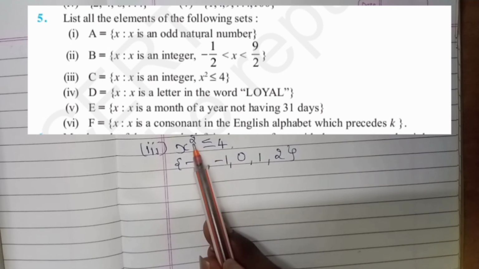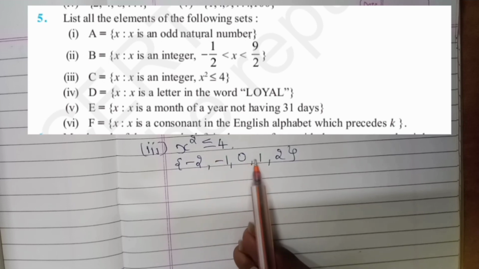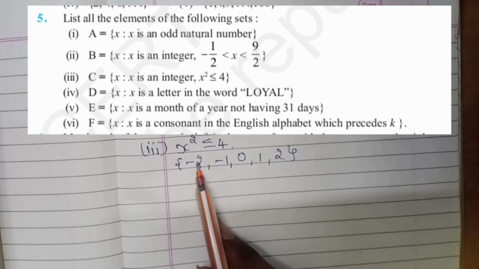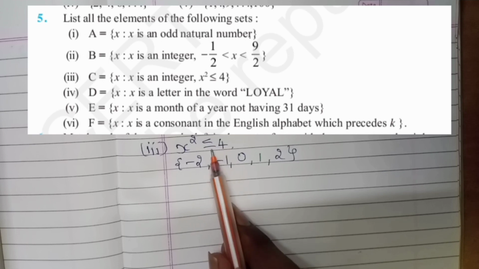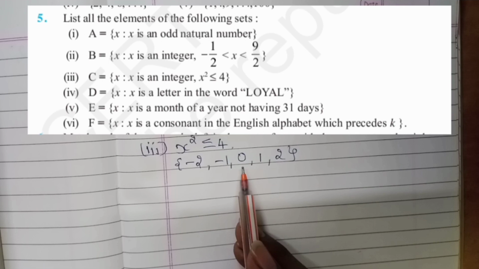Minus 1 square is equal to 1, it is less than 4. 1 square is equal to 1, which is less than 4. 2 square is equal to 4, minus 2 square is equal to 4. Equality sign is there. Therefore, these are the elements of the set C.